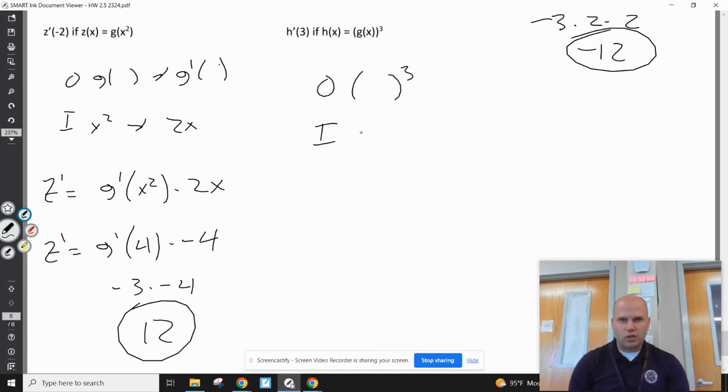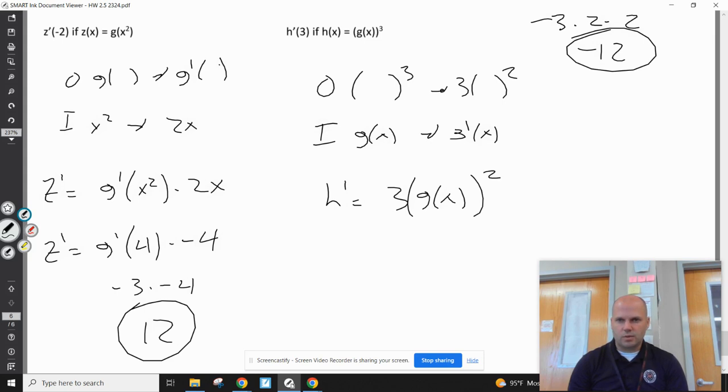Here, you might see two sets of parentheses, but you don't need them. The outside is the cube. The inside is the g of x. The derivative of g of x is g prime of x. The derivative of the cube is 3 stuff squared. 3, what starts in the parentheses stays in the parentheses. That's a g prime.